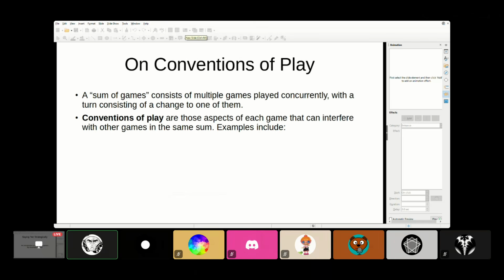Why isn't my slide advancing? Oh, I'm up there.